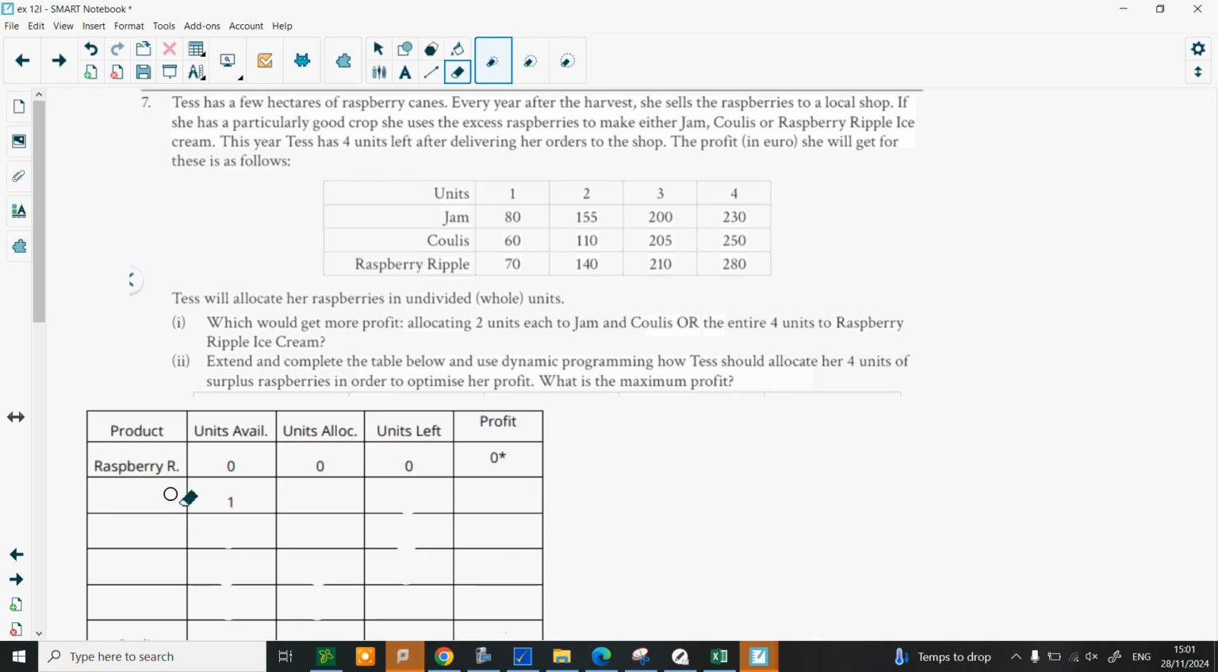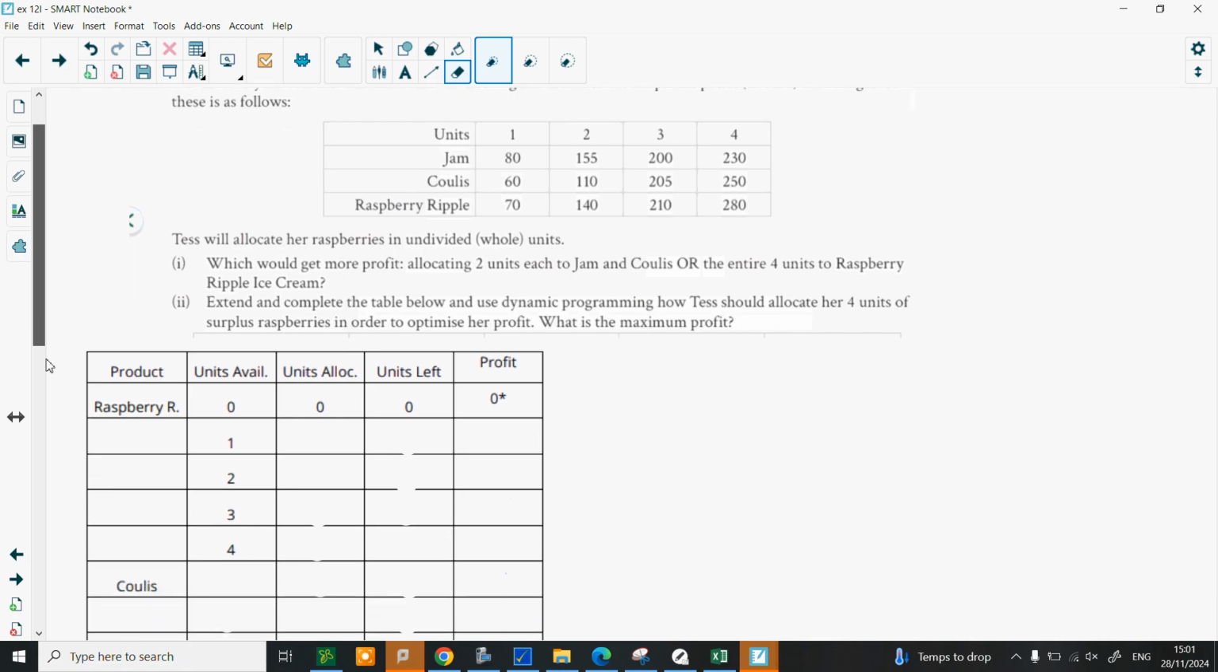Now, next one. We can have 1 unit available, 2 units available, 3 units available, 4 units available. Why don't I have 5 units available? Can anybody tell me why I can't go down to 5? You only have 4 units. So that's why I can't go beyond 4. Right?